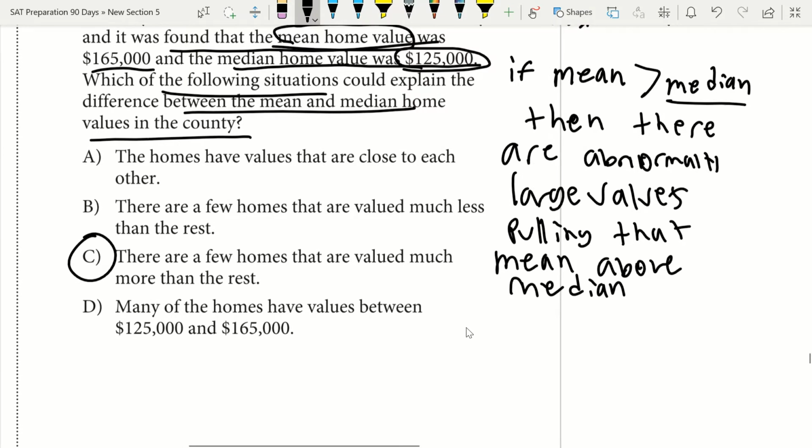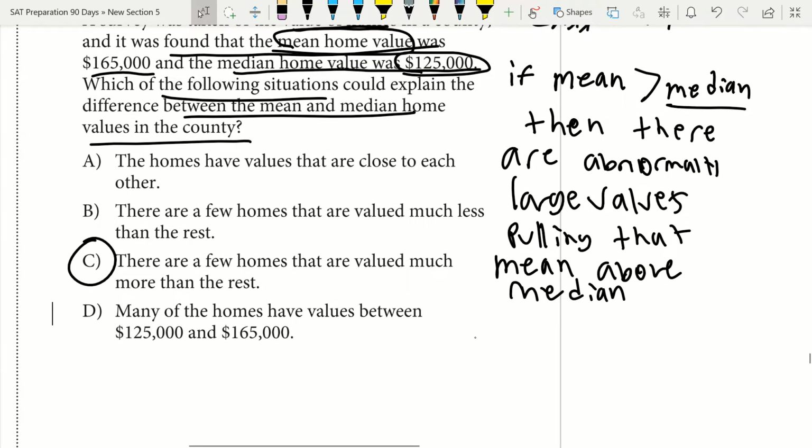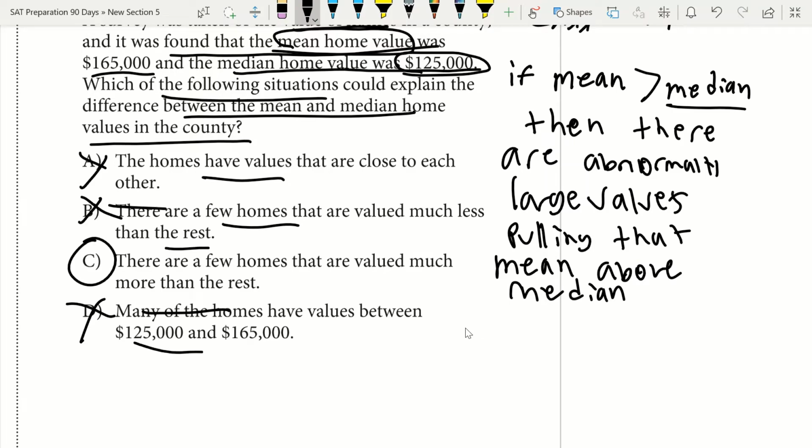There are a few homes valued much more than the rest. So question 18, the answer there is going to be C. They're not telling us that the home values are close to each other. It's not telling us that there are a few homes that are valued less than the rest, because it's telling us they're valued more. And they're not telling us that there are a lot valued between those either.